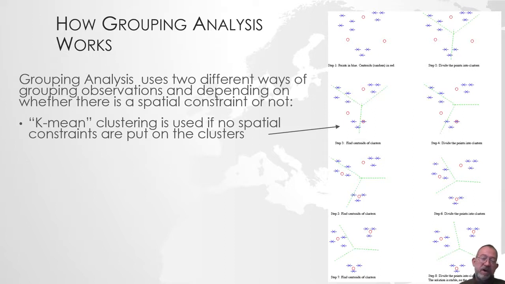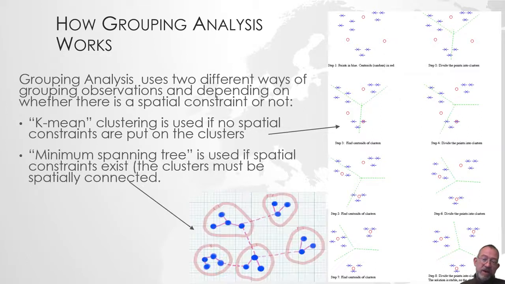This approach does not include any form of spatial constraints. We sometimes call it ISO clustering in remote sensing, and it basically clusters only by looking at the attribute value. If we want to say that they have to be neighbors, that our new groups have to be spatially continuous, we can't use this approach, but we'll use what is called a minimum spanning tree.